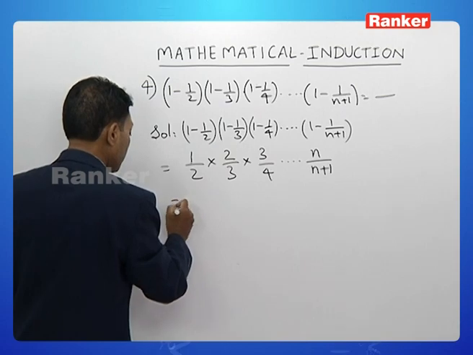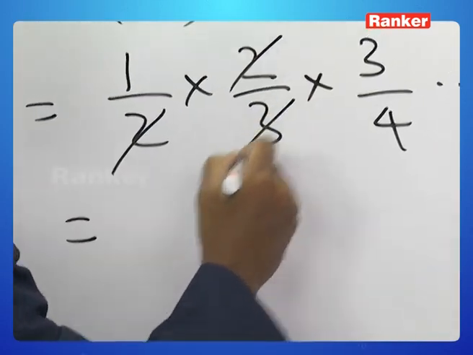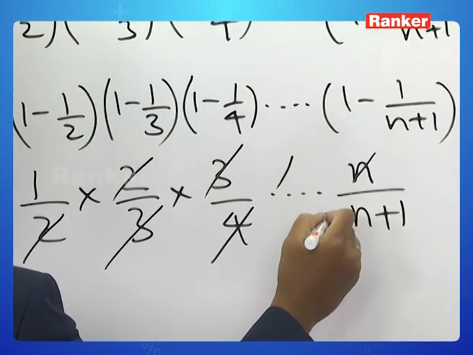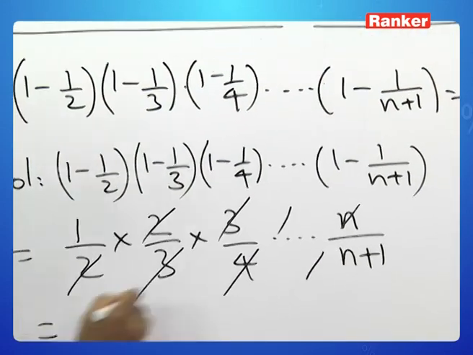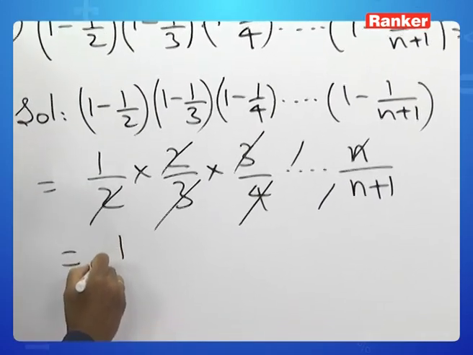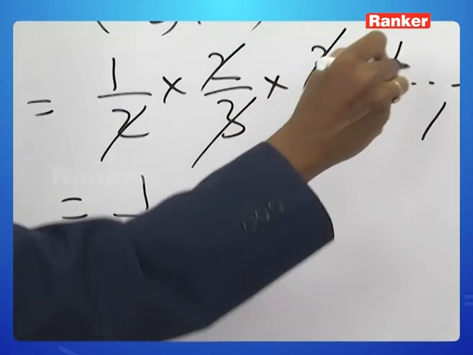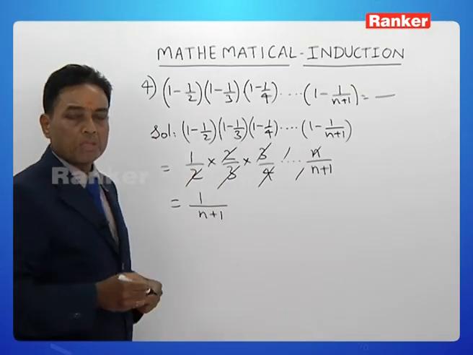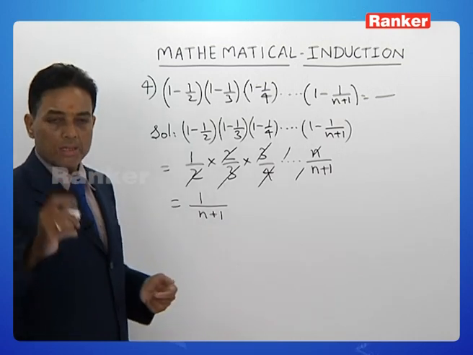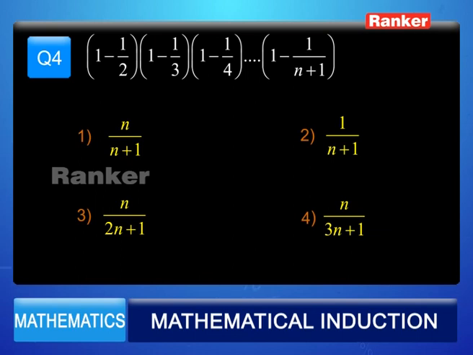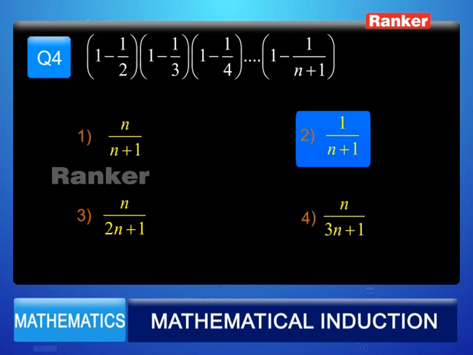Now, simplification. 2 gets cancelled, 3 gets cancelled, 4 also will get cancelled, and before one term this n also will get cancelled, right. So, here n minus 1 by n will be there, and that n gets cancelled. So, what is remaining now? In the first term the numerator is there, and in the last term the denominator is there. So, totally 1 by n plus 1, this is the right answer. What is the option given here? Yes, the second option is the right answer, that is 1 by n plus 1.